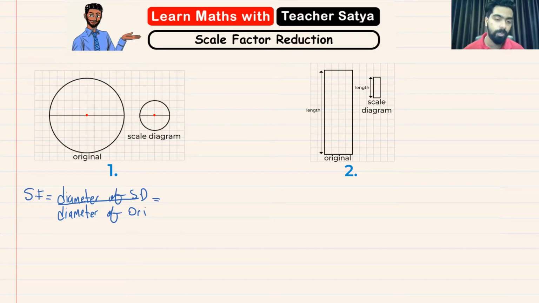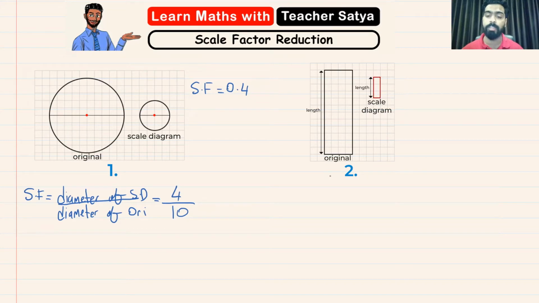All right, guys. Now, if we take a look at it, the diameter of the scale diagram is 4 boxes and the diameter of the original diagram is 10 boxes. Therefore, the scale factor is equal to 0.4. And what this means is that the scale diagram is 0.4 times its original diagram. All right, guys. Now let's go to question number 2.